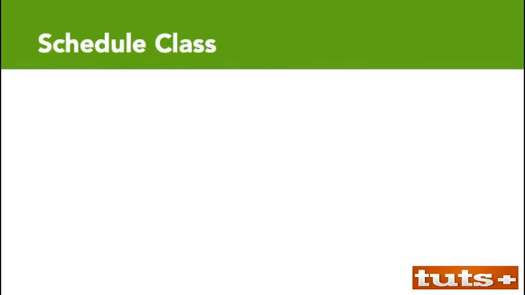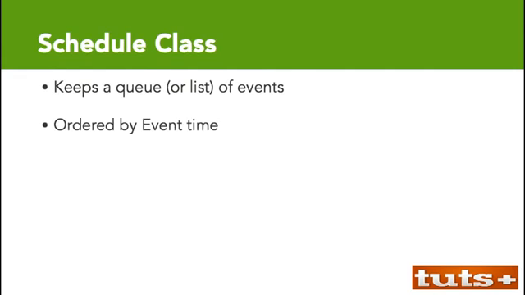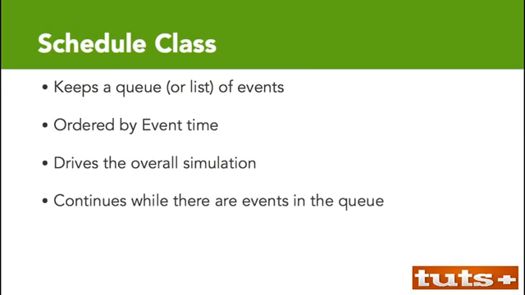Let's talk about the schedule class. The schedule class keeps a queue of events, or a list of events, ordered by event time. The schedule drives the overall simulation with a simple loop. As long as there are events remaining in the queue, the schedule takes the earliest event from the queue, sets the world clock to the time of that event, and invokes whatever action the event specifies.